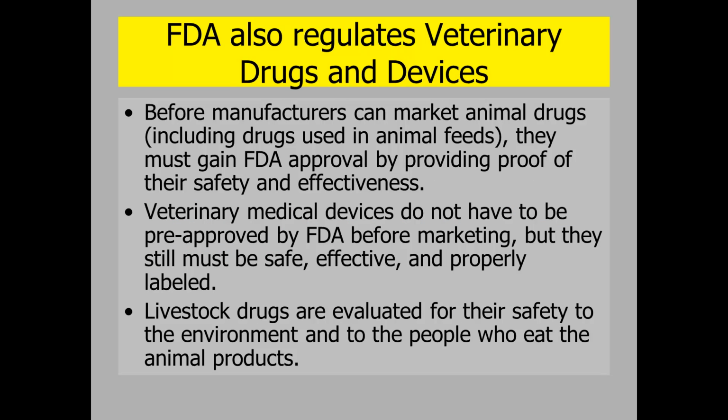They also regulate veterinary drugs and devices, as well as drugs for humans. Veterinary medical devices don't have to be pre-approved before marketing, but they must still be safe, effective, and properly labeled. Livestock drugs, in particular, are evaluated for their safety to the environment and to the people who are going to eat the animal products. So if they're giving antibiotics to the livestock, they want to make sure the antibiotics don't go out and cause antibiotic-resistant bacteria to develop. So the FDA has an interest in several ways in the livestock drugs.